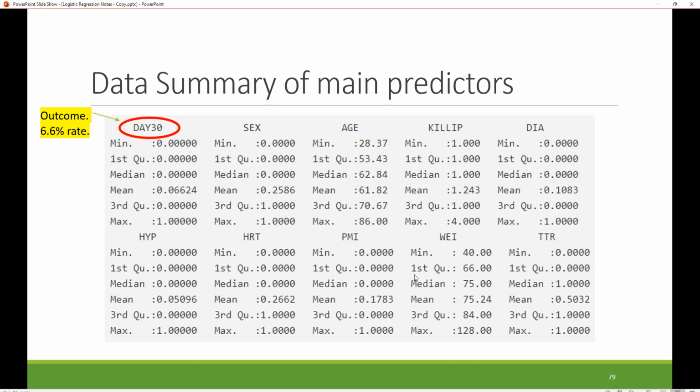And then we can see the other values there. TTR, which again is time to relief from symptoms, is 1 if it's greater than 60 minutes, and we see that the average is about 0.5. So about half were above the 60-minute mark and the other half were not.